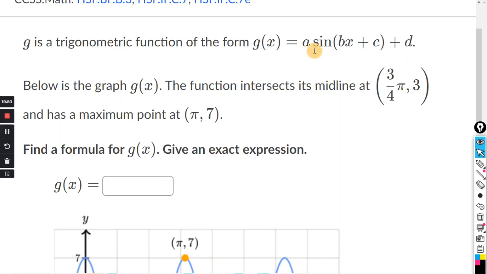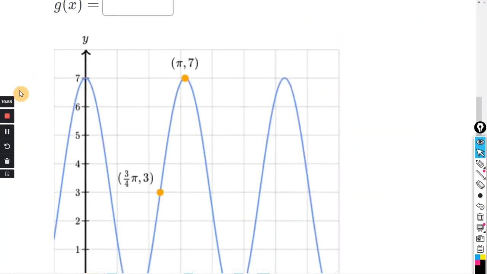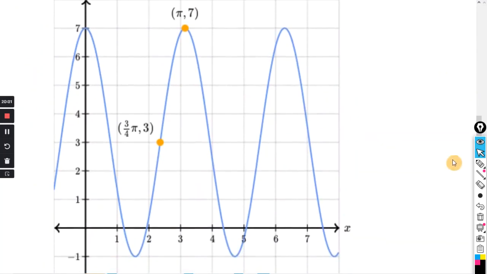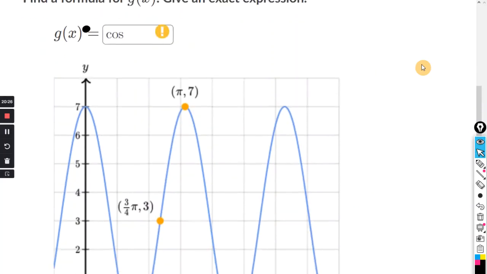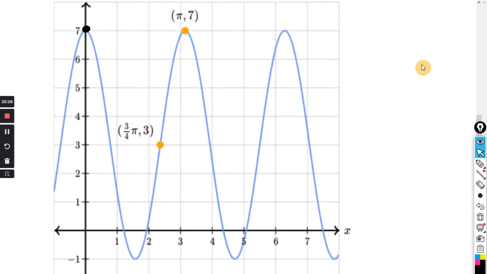So here it says it's in this form, but it doesn't necessarily have to be sine. All right, so we have the midline and the maximum point. They're both on the graph. So let's see if we're going to use sine or cosine. Well, basically, the cosine function goes like that. Okay, and I can see that's what we have here. So since we have this right here and it starts right here, that's perfect for cosine. Okay, that's a positive cosine function. So I'm going to start with that. Cosine.